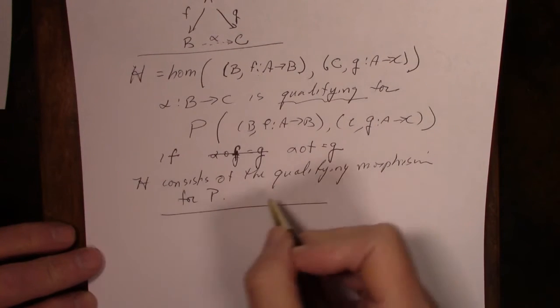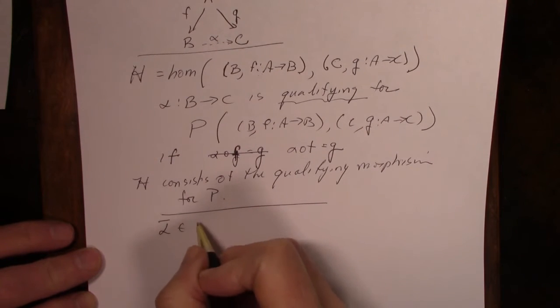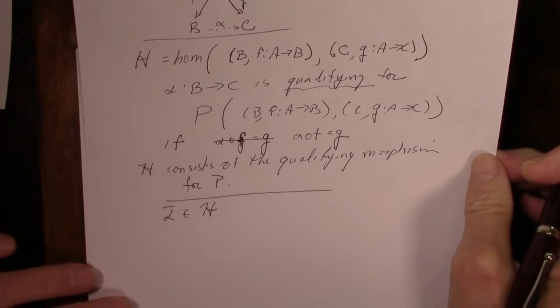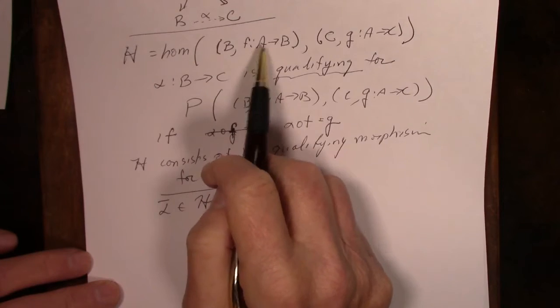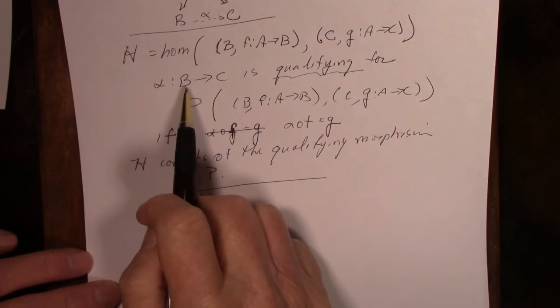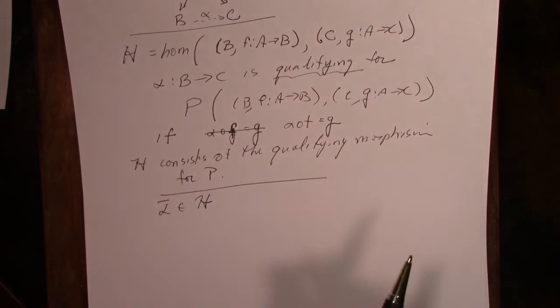So I'm going to put a bar over the alpha when we are thinking of the morphism as having this domain and this codomain. And we'll leave the bar off when we want to think of alpha as having this domain and this codomain.